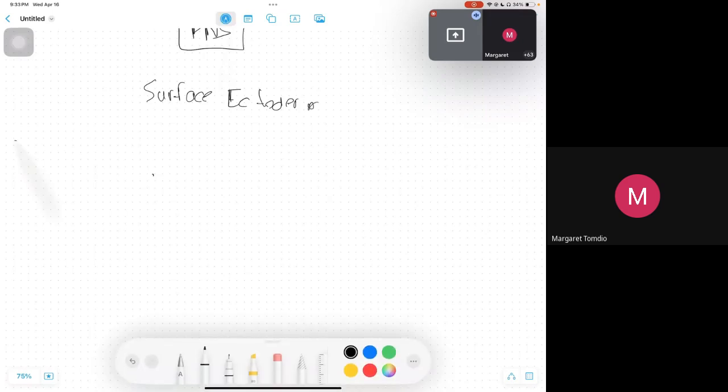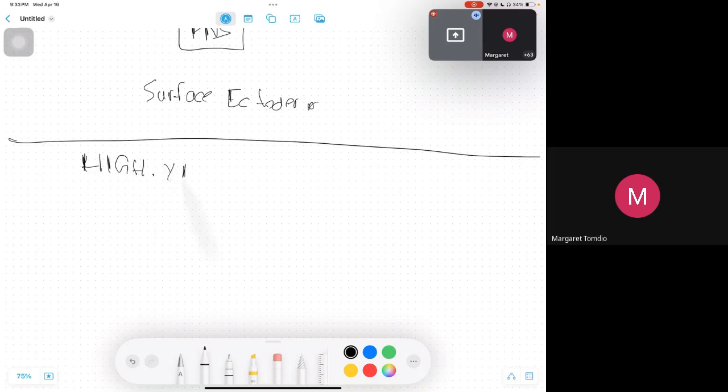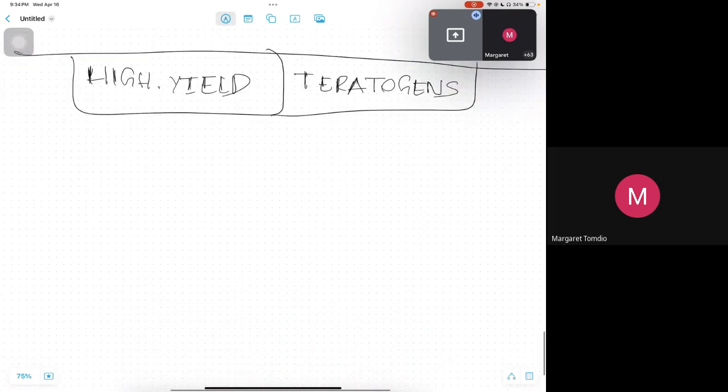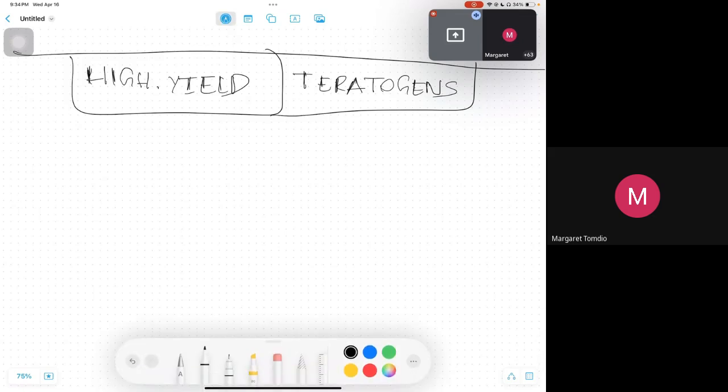Now is a very high yield topic. The above thing wasn't really high yield, so let's move on to the high yield topic, which is teratogens. They love to test you on teratogens. Not only in Step 1, Step 2, Step 3, wherever you go in your residency, whenever you're practicing, they will love to test you on teratogens. So the number one teratogen that you need to remember is this.